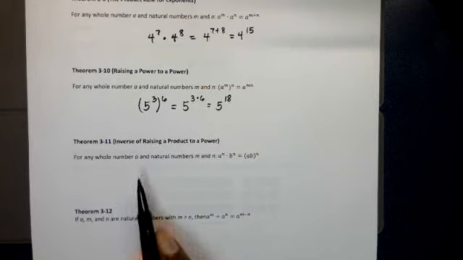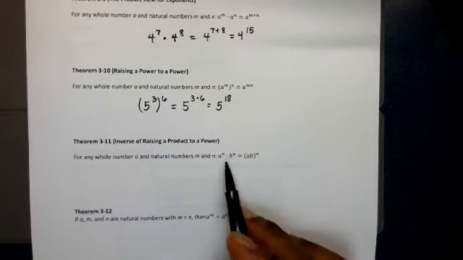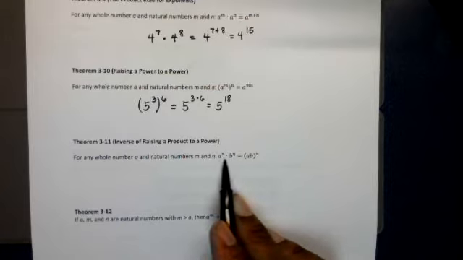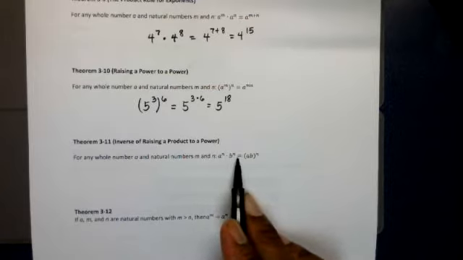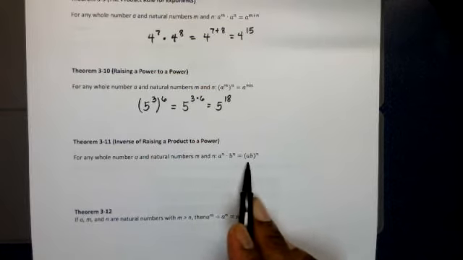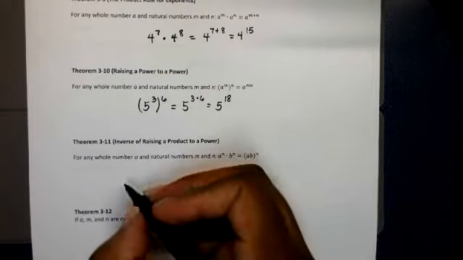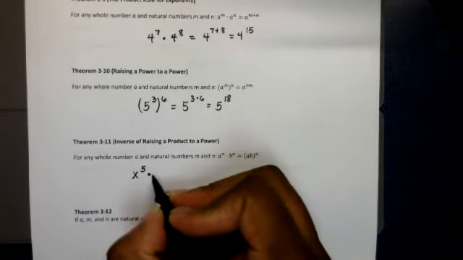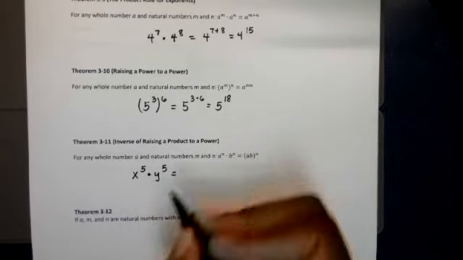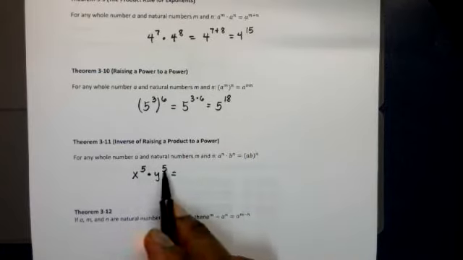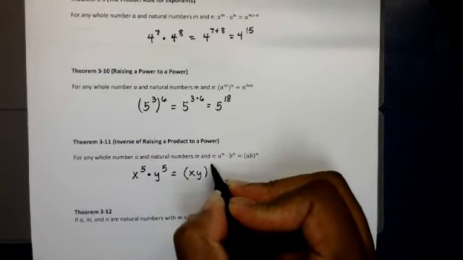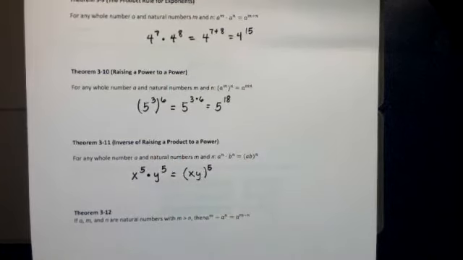And then this rule says, if I have, let's say, a to the n times b to the n, notice here your exponents are the same. So I can write that as the base times the other base raised to the n power. Let's say I had x to the 5th times y to the 5th, and I'm multiplying those two. Notice that the exponents are the same. So I can write this as x times y raised to the 5th.